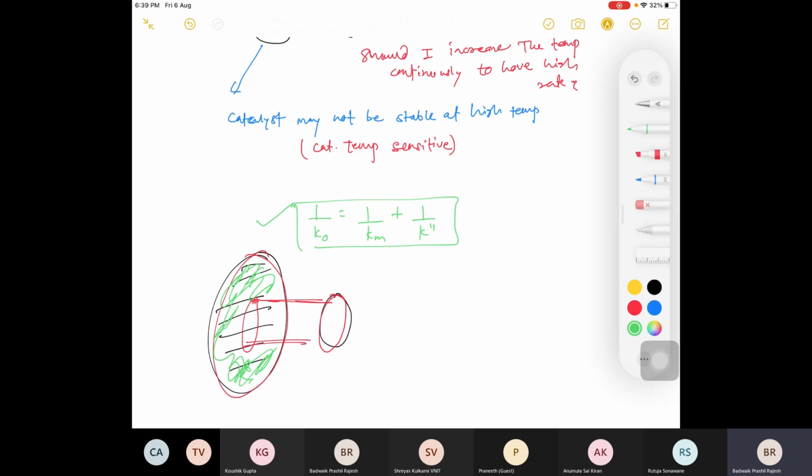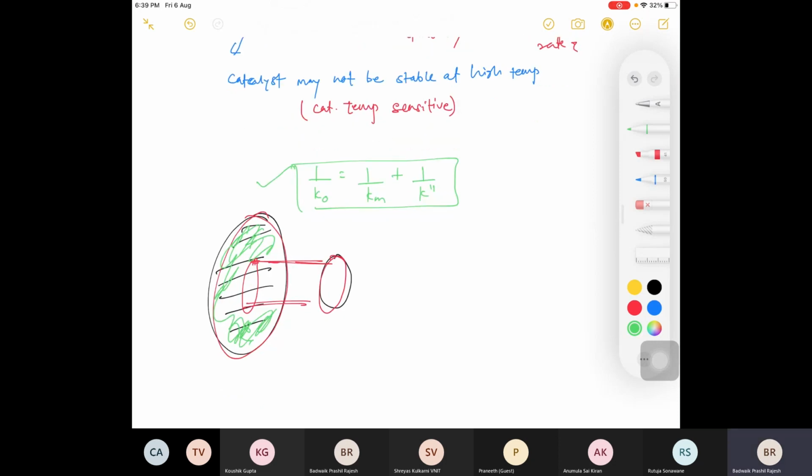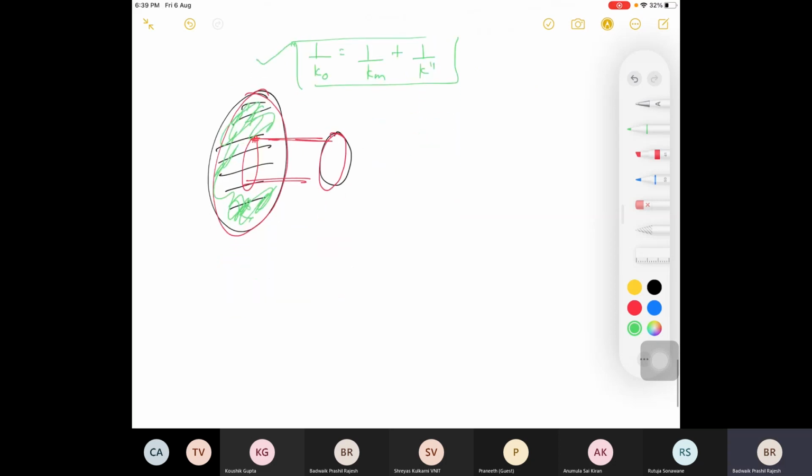So that's why you can say both the mass transfer and reaction should go hand in hand, and there must be equality between these two. Okay, so that was just what I wanted to convey here. We are done with this. Now we'll move on to reaction.